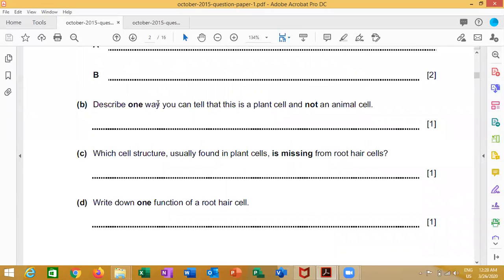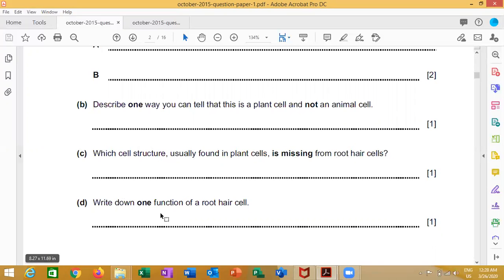Question B, here he wants you to tell why this is a plant cell, not an animal cell. It means that you should write a feature or structure that exists in the plant cell and is not found in the animal cell. Here you can write cell wall or large vacuole. Question C, which structure is usually found in plant cells but is missing from the root cell? Means that you will not find it in the root cell. It is chloroplast. Why? Because chloroplast is needed only for photosynthesis and the root will never ever carry out photosynthesis.